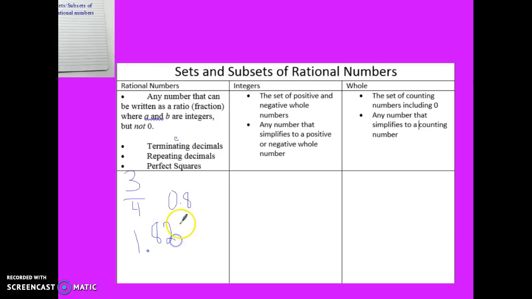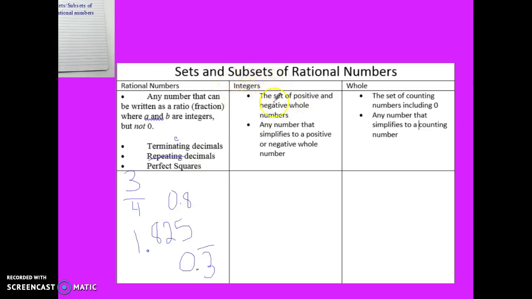Or I could write a repeating decimal. So repeating decimal is any decimal that repeats. So for example, 0.3 repeating. I could also write a perfect square, but I'm going to leave that one out.